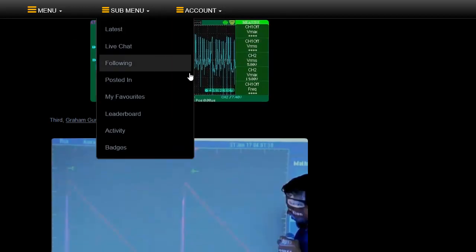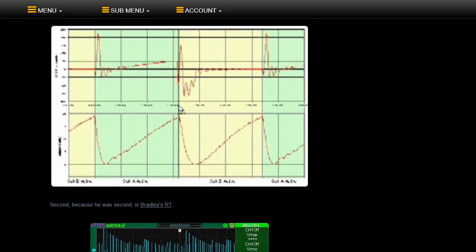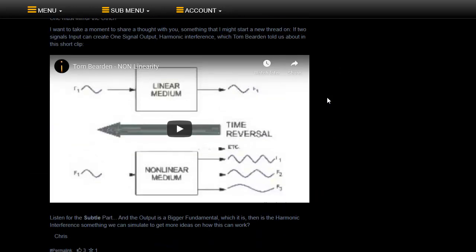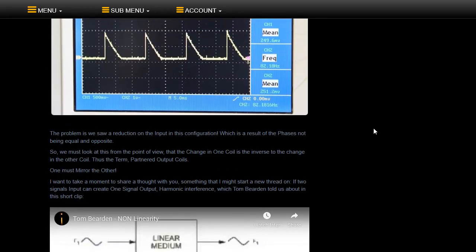Again, Tin Man, the Meg. Again, this is the famous video. What he's sort of saying there is he's putting different signals in to get different signals out. Non-linear medium, and that's exactly what we're doing. It is so non-linear, it's just not funny.